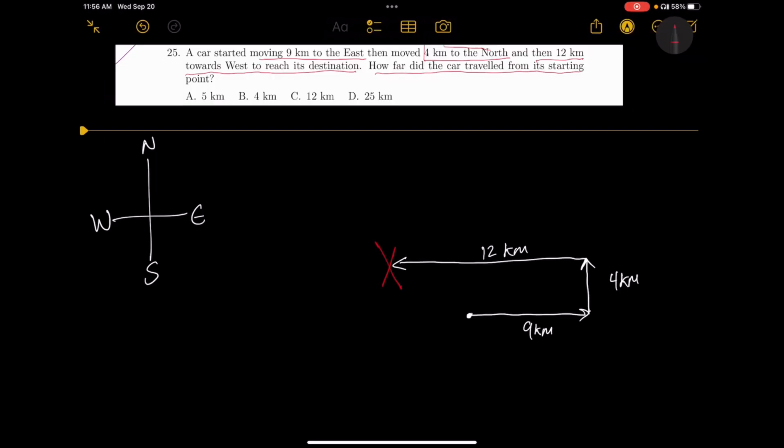This is the destination. So the car went from here to here. So this is x kilometers. Okay, how far did the car travel from its starting point? To find x, we can use the Pythagoras theorem, right? Or another thing we can do is use vectors.